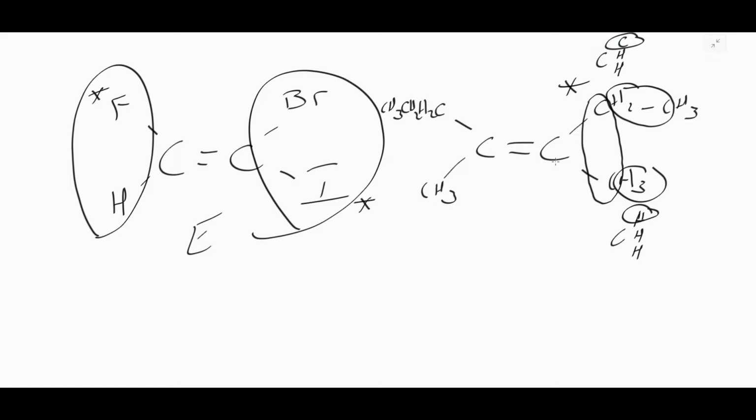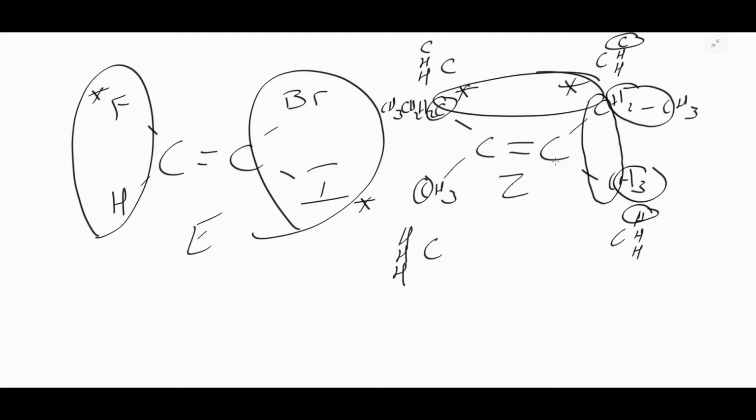In this one, likewise, you have carbon versus carbon, so you're going to have to look at the things bound to those. And what that gives you is, carbon has hydrogen, hydrogen, hydrogen. This carbon has carbon, hydrogen, hydrogen. So again, this is the heavier one. So the heavier things are on the same side: Z, same side. Okay.